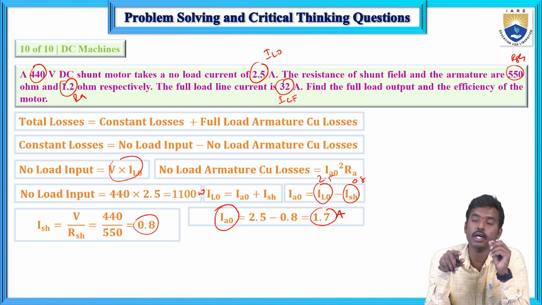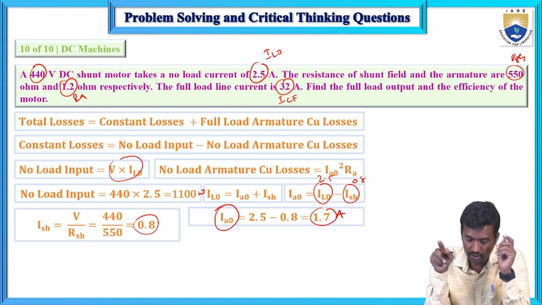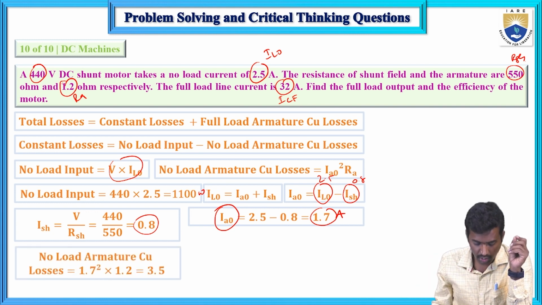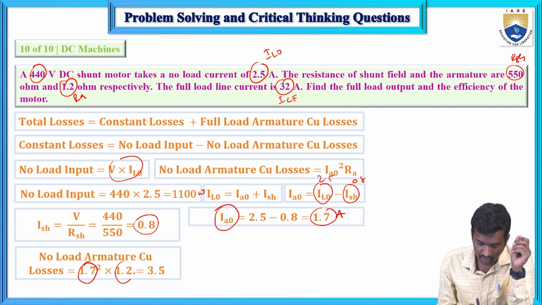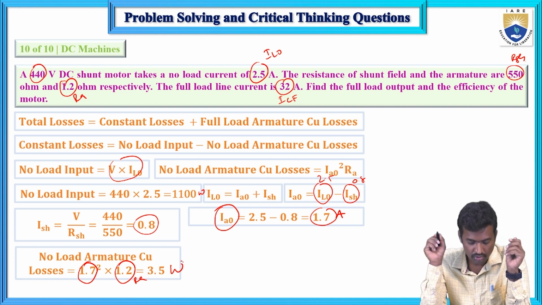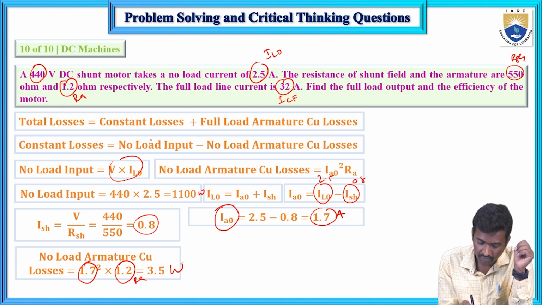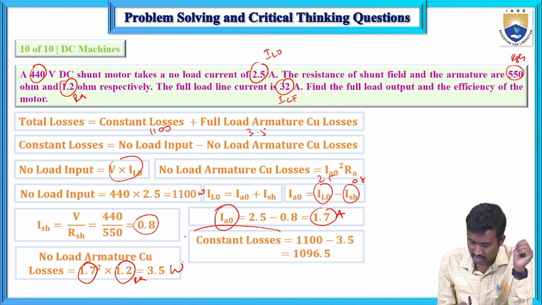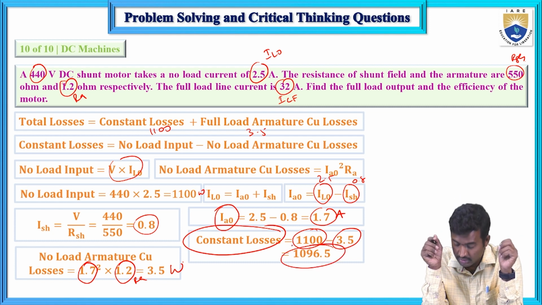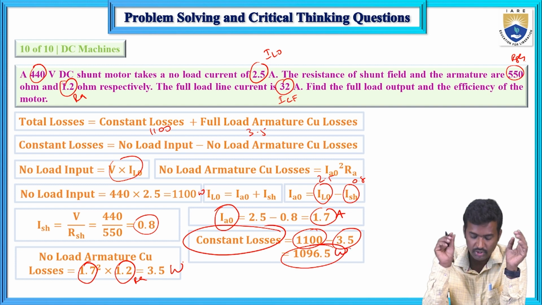If you know the no load armature current and armature resistance, then you can determine the no load armature copper losses. Now here, no load armature copper losses equals IA0 squared into RA, that is 1.7 squared into 1.2, that equals 3.5 watts. Now we got no load armature copper losses and no load input loss 1100, and this one is 3.5. Now total constant losses equal 1100 minus 3.5, that equals 1096.5 watts.